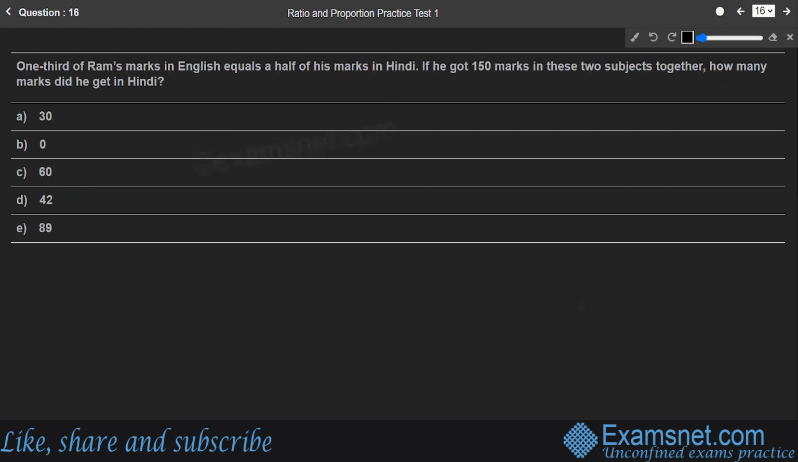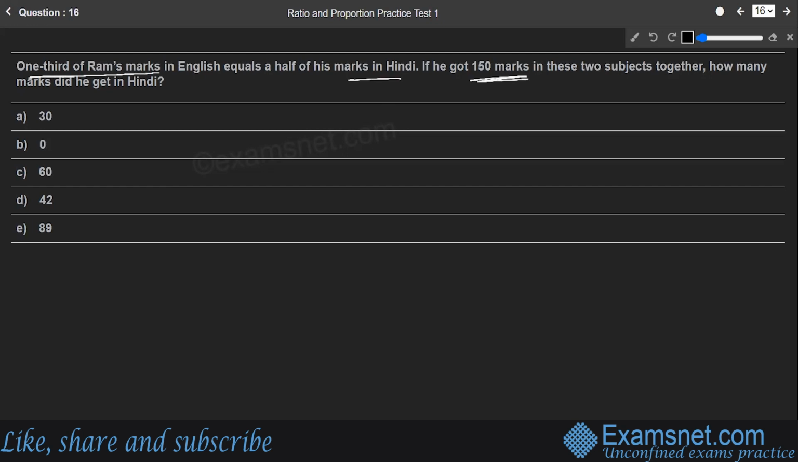Next. 1/3 of Ram's marks in English equals half of his marks in Hindi. If he got 150 marks in these two subjects together, how many marks did he get in Hindi? Okay, so whenever there's an individual connection given, we establish the individual connection only, and then we associate this with some variable.